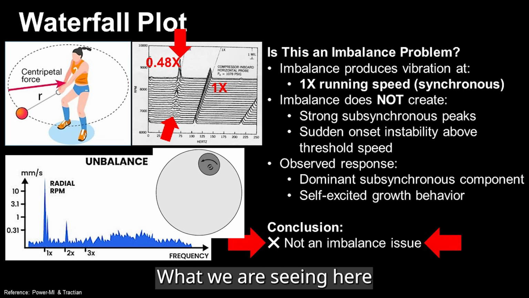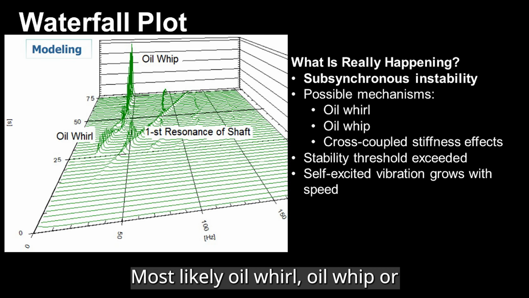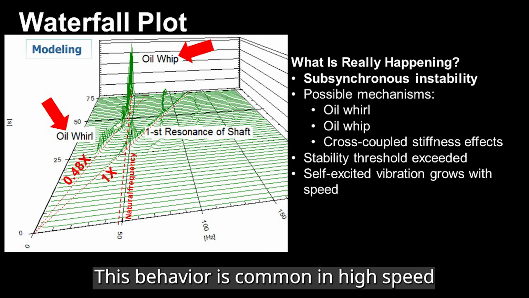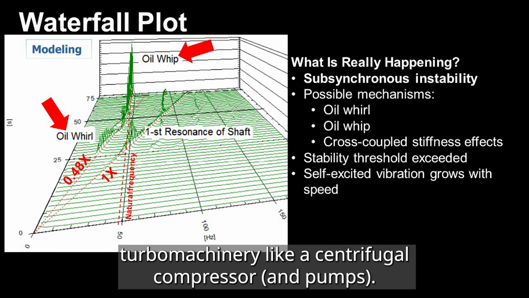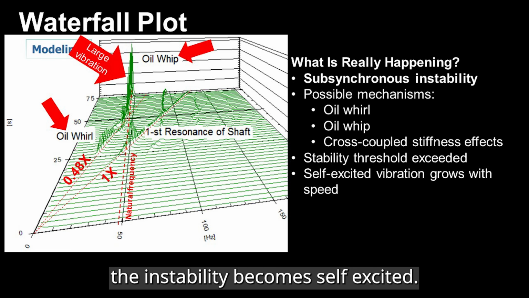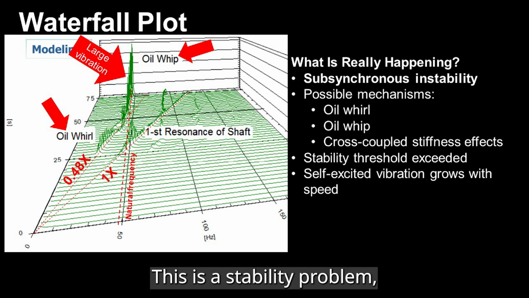What we are seeing here is a subsynchronous instability, most likely oil whirl, oil whip, or rotor dynamic instability driven by cross-coupled stiffness. This behavior is common in high-speed turbomachinery, like a centrifugal compressor. And once the rotor speed crosses a threshold, the instability becomes self-excited. That's why the vibration suddenly grows. This is a stability problem, not a balance problem.